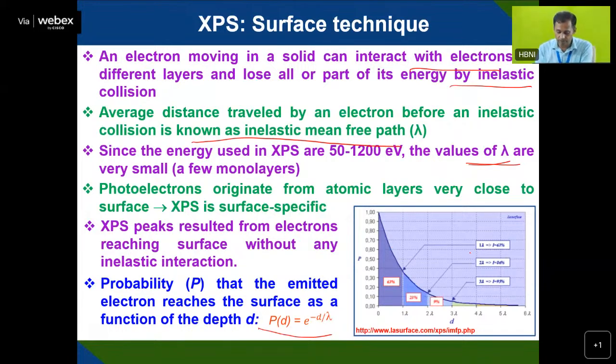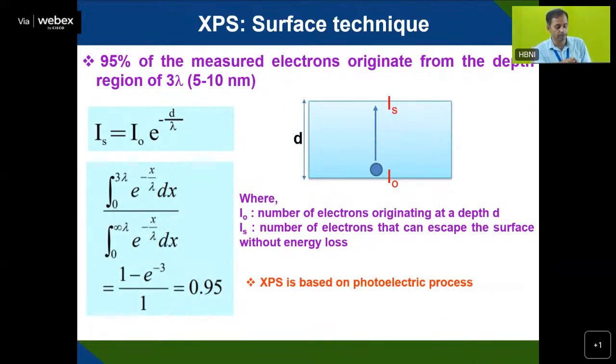If you see here, there is 1 lambda intensity in this case, then 2 lambda path length of twice, 20%, this up to 80%, and here only 9% is 3 lambda. This curve shows that in XPS, 95% of the measured electrons originate from a depth of 3 lambda, that is 5 to 10 nanometers only.